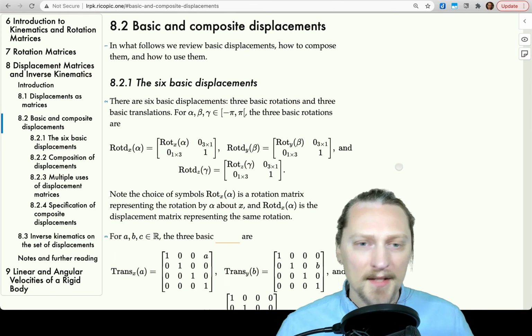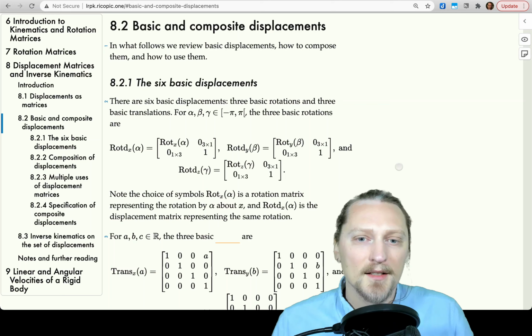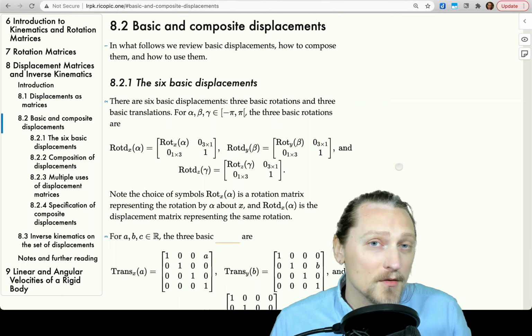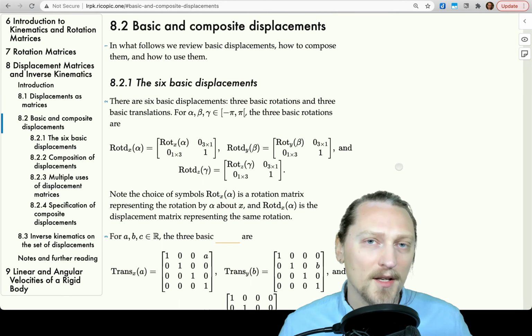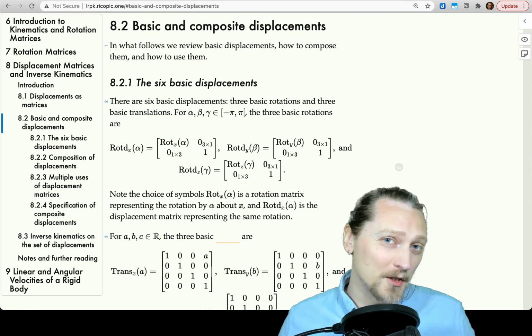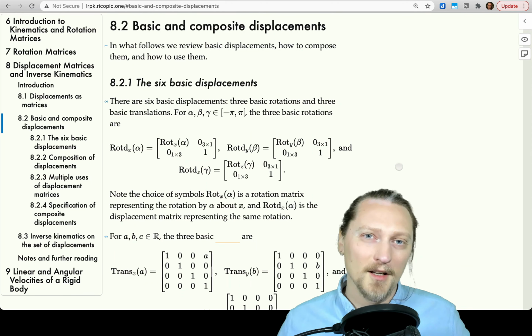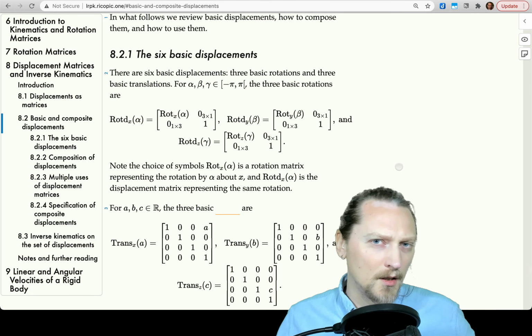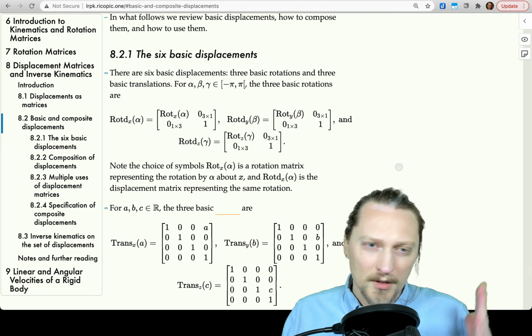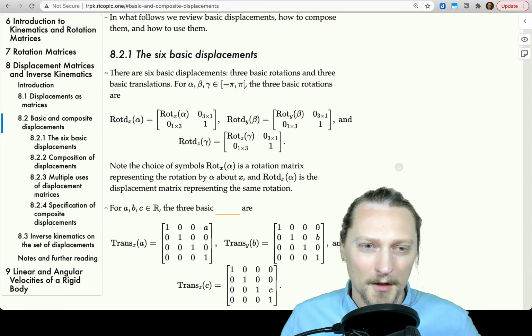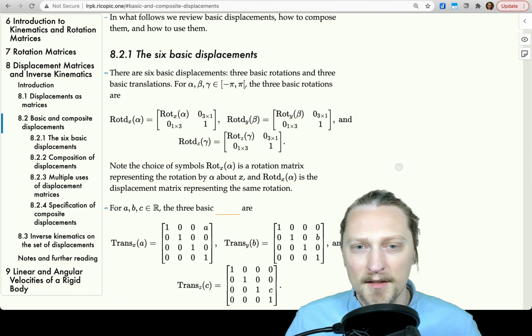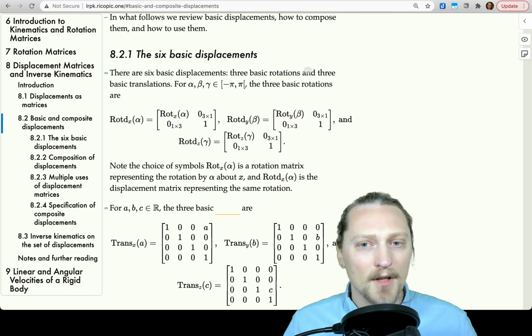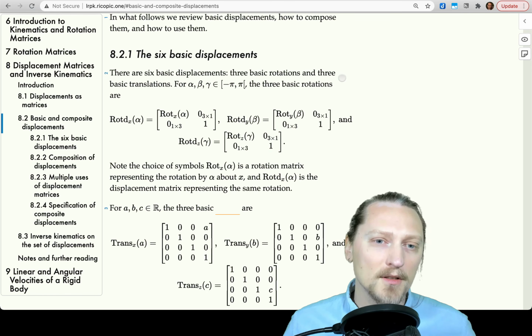The 6 basic displacements. Remember, we had the 3 basic rotations before. Now we have 6 basic displacements because we got a few more degrees of freedom, 3 to be precise. There are 6 basic displacements, 3 basic rotations as before, and 3 basic translations.